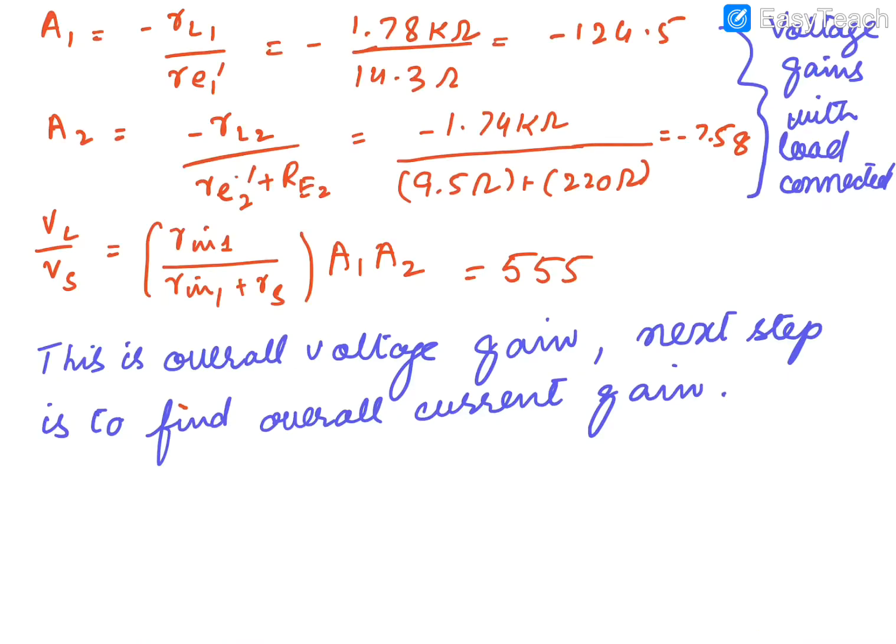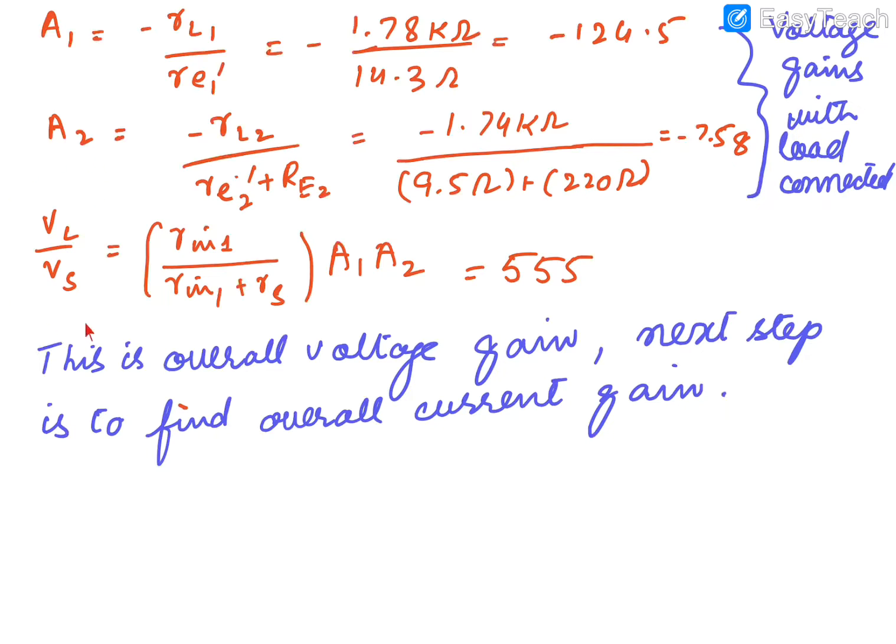So simply, the gain for the first stage, we are here using the gain formula for a common emitter amplifier with no emitter resistance, no voltage divider bias, and it is equal to minus RL1 over RE1 dash, which is minus 124.5. The gain for the second stage including the load resistance is equal to minus RL2 divided by RE2 dash plus RF. This is basically RE2 is RF, and it is equal to minus 7.58.